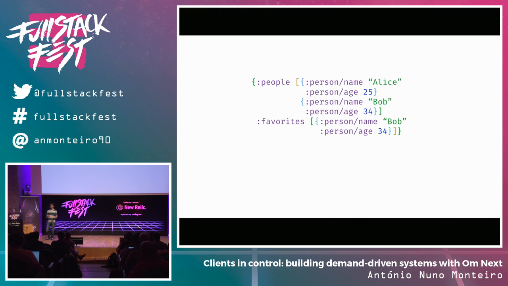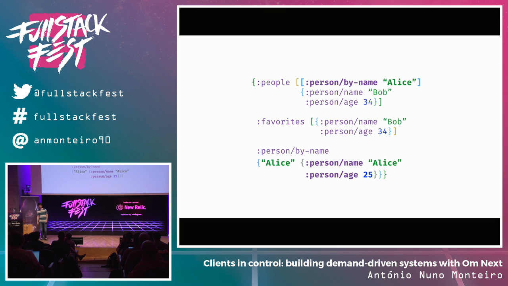And so a normalization pass on this data will have to replace this duplicated data with something that relates to what their identity is. And this is something that we need to specify in our own components. It's their identity. In this case, after the normalization pass, we substitute Alice by a link that knows how to find that data in our state. So in this case, Alice is person by name Alice. And if we look into our state and go into the person by name dictionary and the key Alice, we find exactly that data that we're looking for.